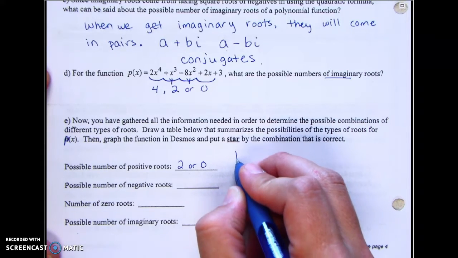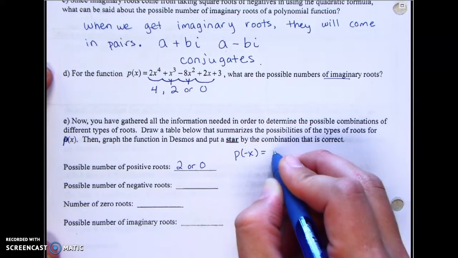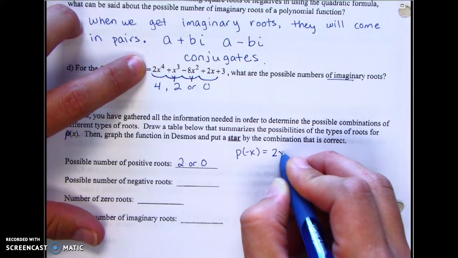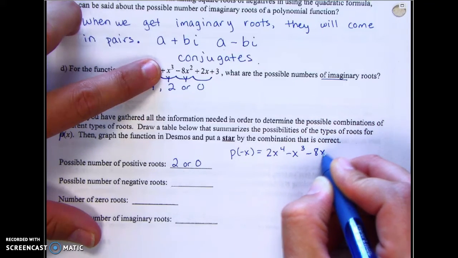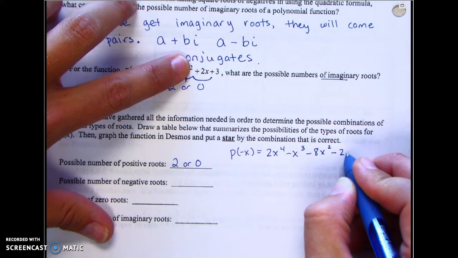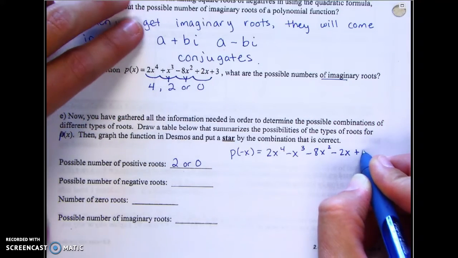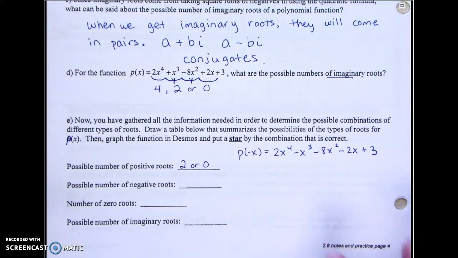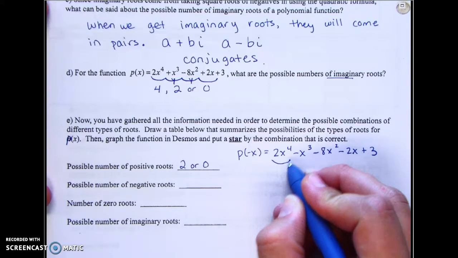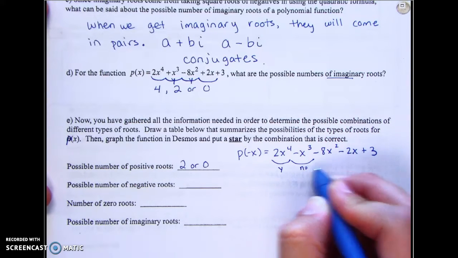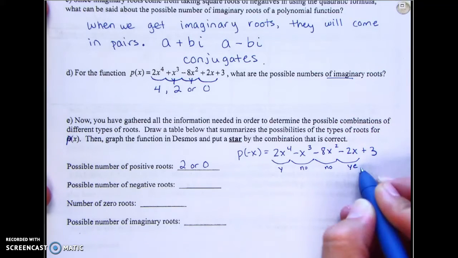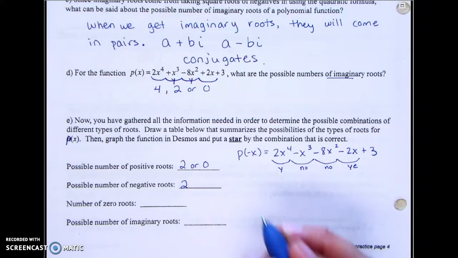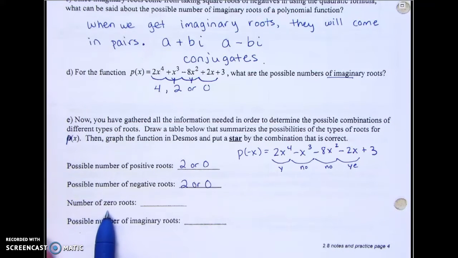Negative roots. We need to find p of negative x, which is going to be: stays the same, changes, stays the same, changes, and the constant is going to stay the same. Okay, that's our p of negative x. So now we go: yes, no change, no change, yes, a change. So there could be 2 negative roots or 0 negative roots. Number of 0 roots.